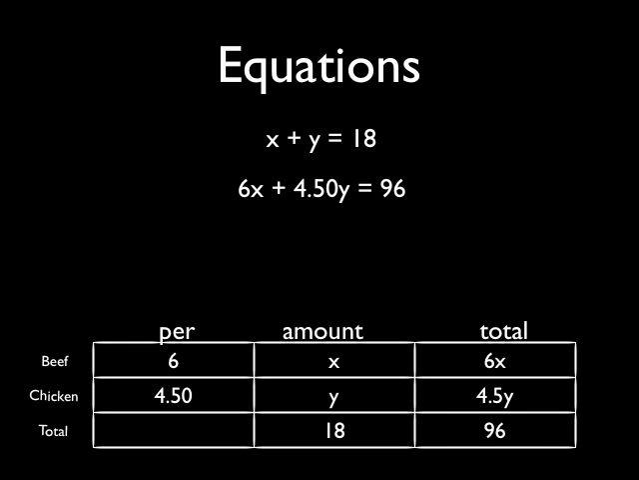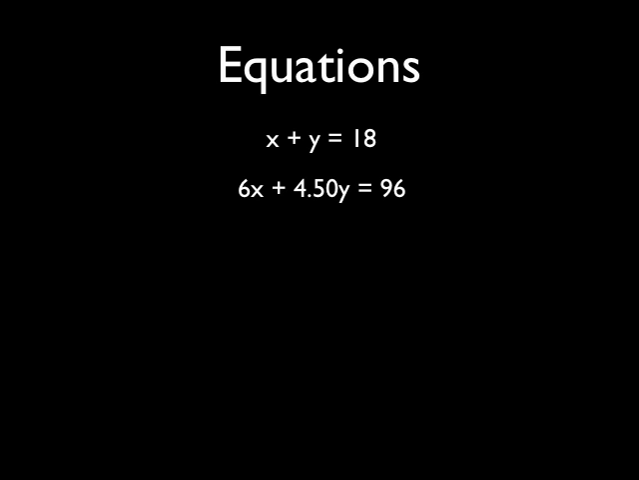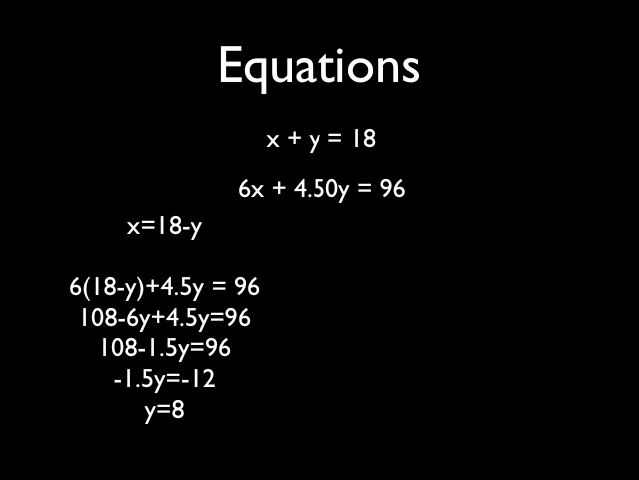Third part of the problem is when we finally start to solve. So we look at X plus Y equals 18 and 6X plus 4.5Y equals 96. We can do substitution or elimination. I've chosen to do substitution just to keep things equal. So we've done substitution twice and elimination twice. If I solve for X, note I could just as easily have solved for Y. I get X equals 18 minus Y.